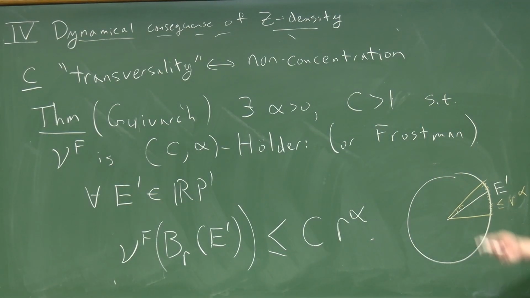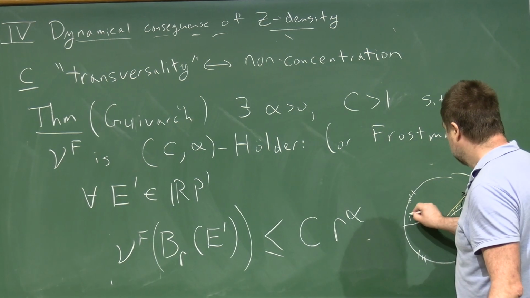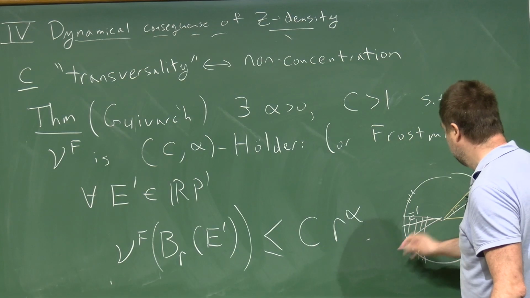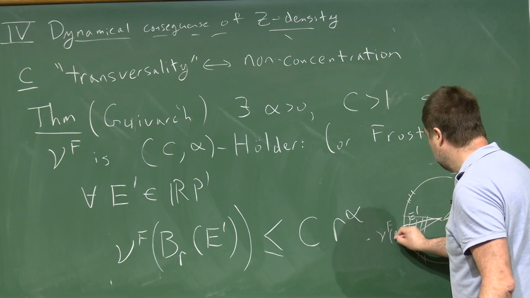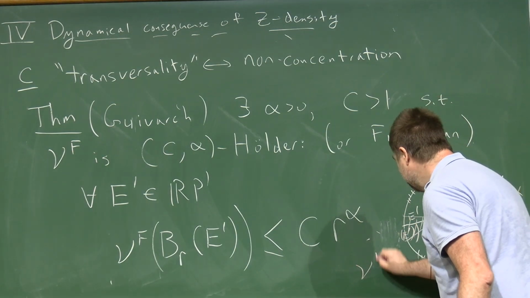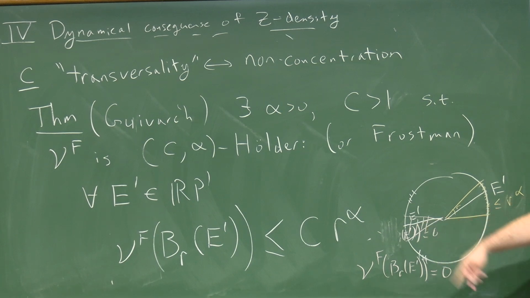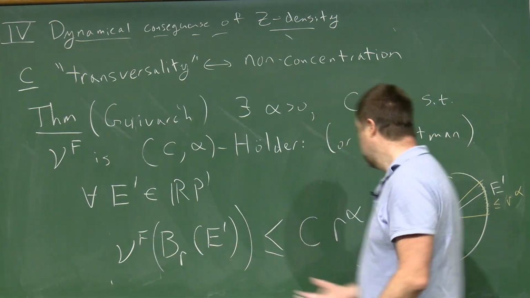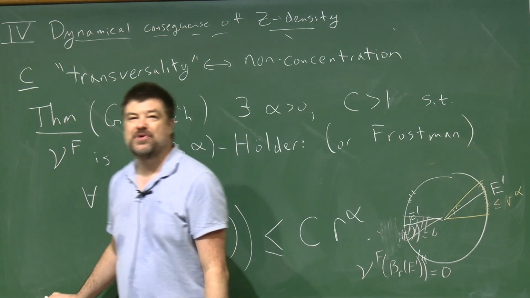So if you're out of the support of the mass, so maybe this arc here has 0 measure, then it still works here. So E prime, if I look at this ball and E prime is out of the support of the measure, then the nu F of a ball of radius R at E prime is equal to 0. Nu F of a ball of radius R at E prime is equal to 0, so it's easy to decay if you're away from the support. So this is only interesting if you're in the support, and this is some sort of uniform decay of the measure uniformly in every neighborhood of any point.